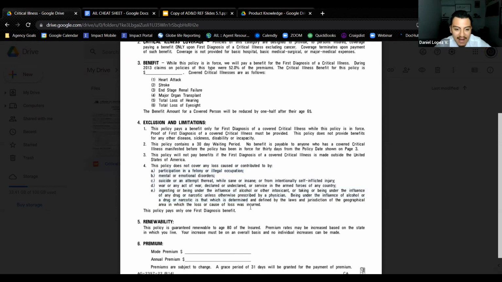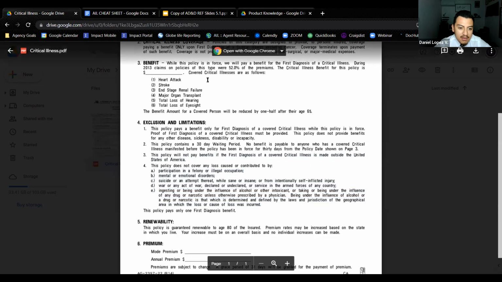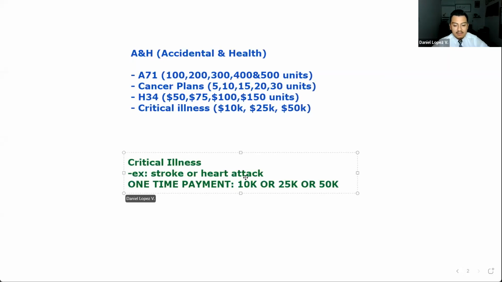This pretty much applies to life insurance with all companies too. This is pretty basic generic rules. The only thing that doesn't apply to life insurance is the whole out of the US. The life insurance pays out no matter where you die. At least ours does. Okay, so that's that. Does that make sense? Critical illness? Pretty easy to understand, right?